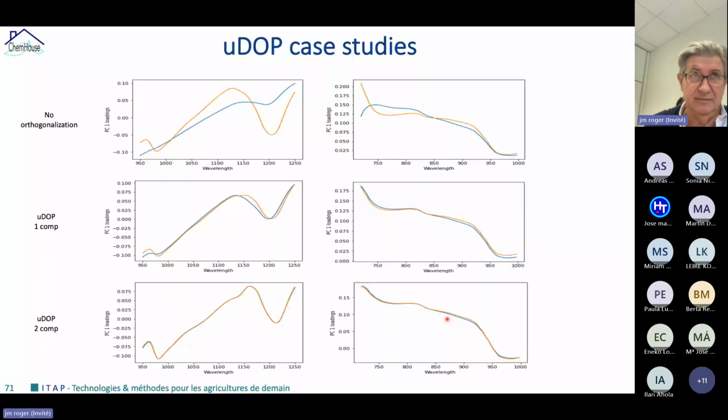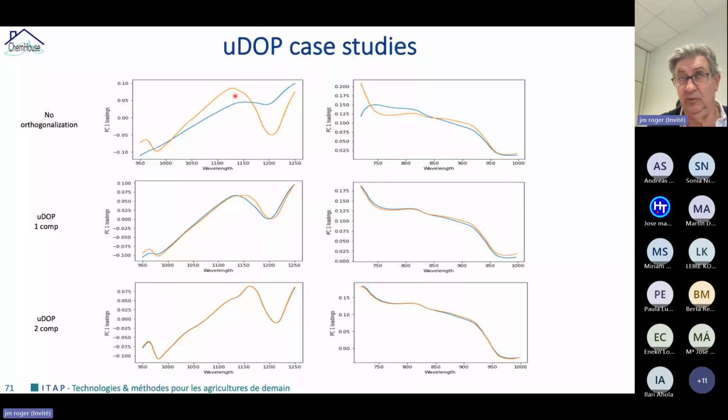And here we have some drawings just to show the effect of UDOP. If we have no orthogonalization, if we make a PCA on the 2 sets of spectra, here we have made a PCA. This is for the rice, and here it is for the pears, I think. Yes. Here, these are the mean spectra. These are the loadings. No, it's not done on the complete. This is a PCA computed on the source and a PCA computed on the target. This is a superimposition of the 2 loadings.